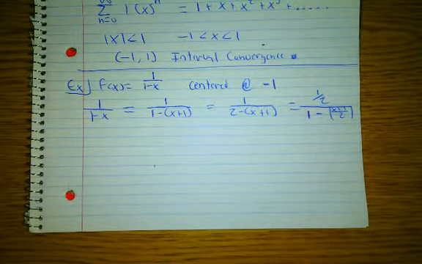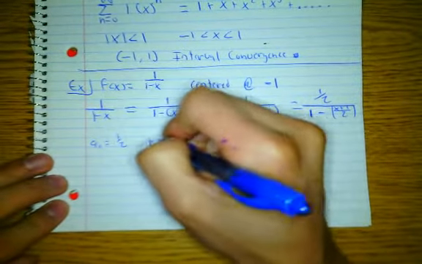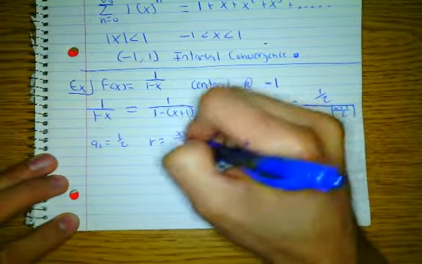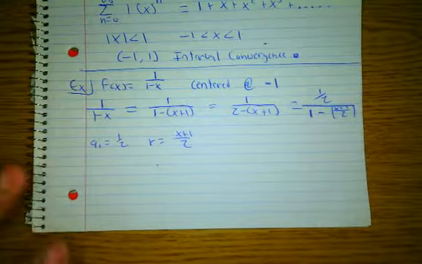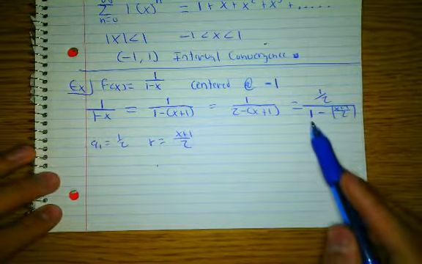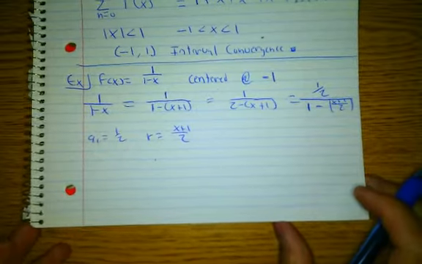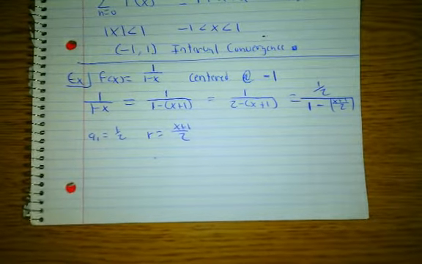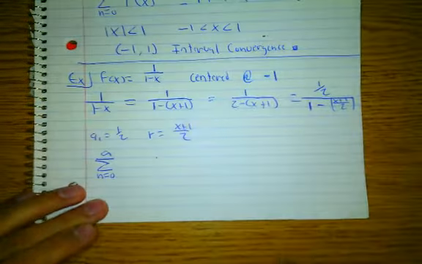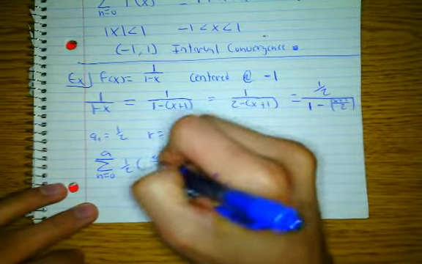What's your first term? What's a of 1? 1/2. What's your rate? x plus 1 over 2. I want to make sure I haven't lost anyone. Are we okay? Remember, the top right here tells you what your first term is. Because it's 1 minus, that means that this is your rate. So what would this look like as a summation? What would it look like as a series? To the n power.